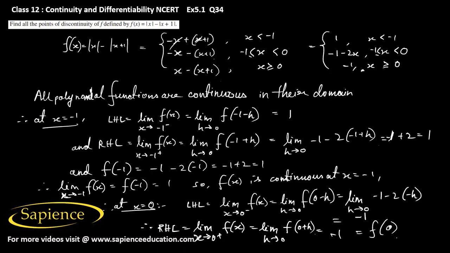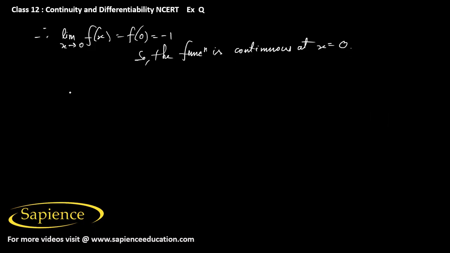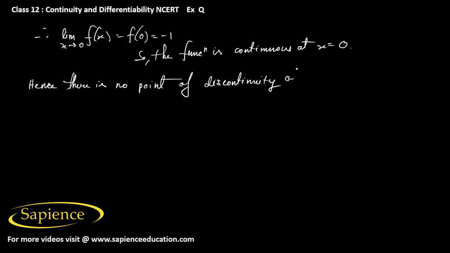So therefore we can say there is no point of discontinuity of the given function. Hence we can say there is no point of discontinuity of this function f of x. And so it is a continuous function.